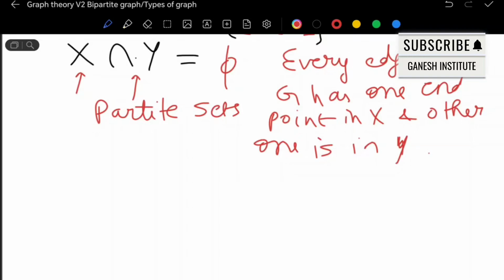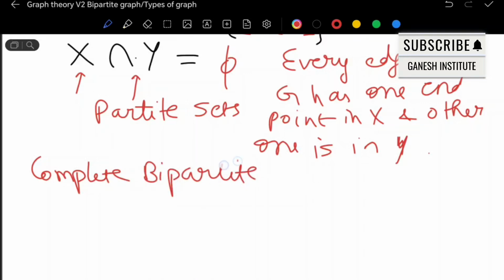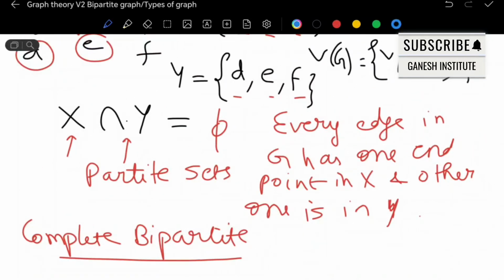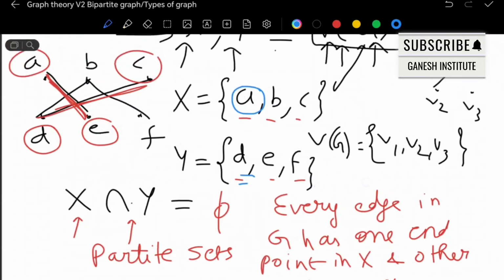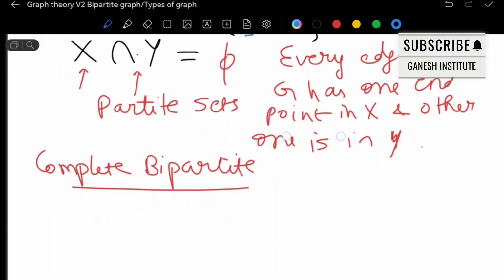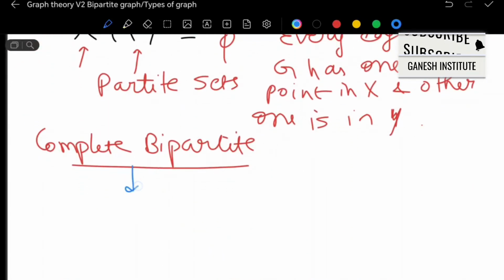Then we have a complete bipartite graph. Here what we have, every vertex of one partite set is connected, okay, is adjacent to the other partite set. It has to be adjacent, okay? Every vertex of one partite set has to be adjacent to the other partite set. Then we can say that it is complete bipartite.